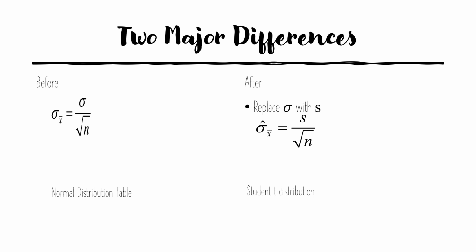Here, when the standard deviation is unknown, we're going to replace sigma with S, because S is what we use to represent the sample standard deviation, and our standard error formula now reads: sigma x bar for a sample is equal to S divided by the square root of n. The second difference is that we will be using the student t-distribution table rather than the normal standard distribution table to find our probabilities.